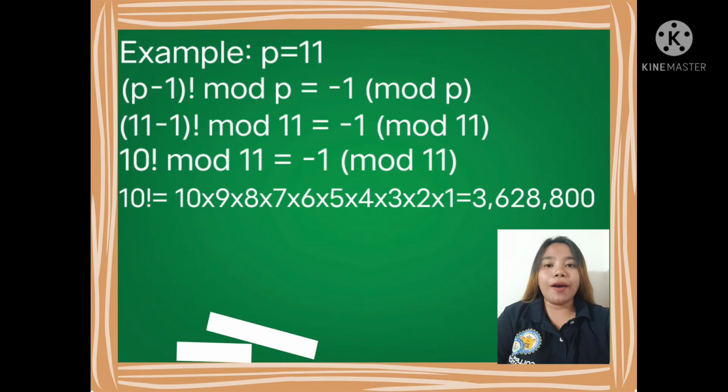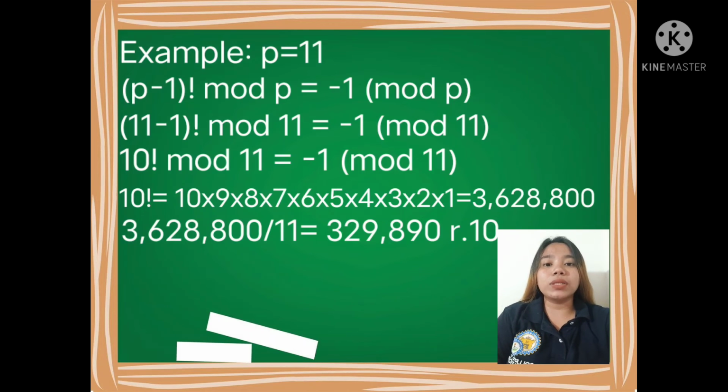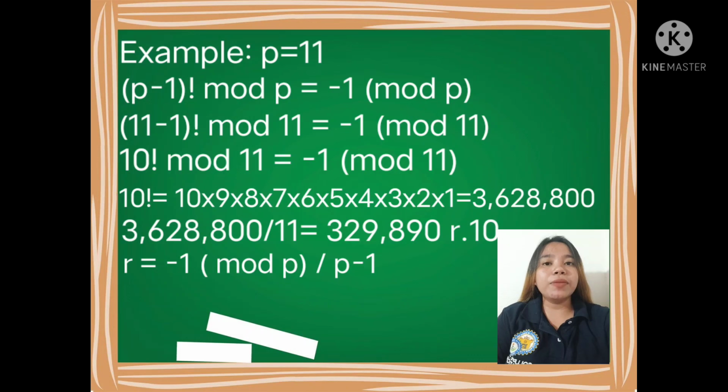3,628,800. So we'll have 3,628,800 mod p, or 3,628,800 divided by 11 is equal to 329,890 remainder 10. As we look at the formula, it says that the remainder is equal to minus 1 mod p, or p minus 1. And as you notice, the remainder of 3,628,800 divided by 11 is equal to 10, which is the same as 11 minus 1.